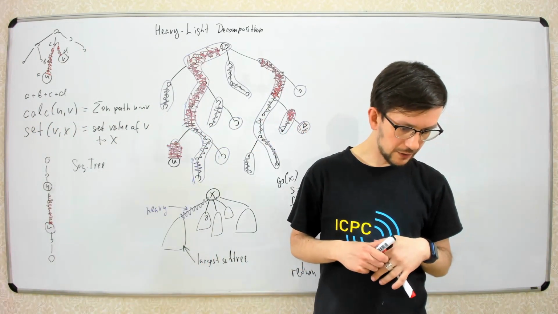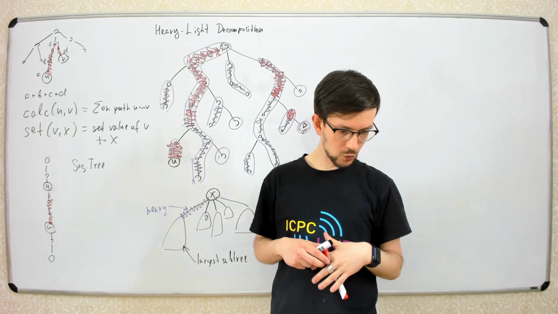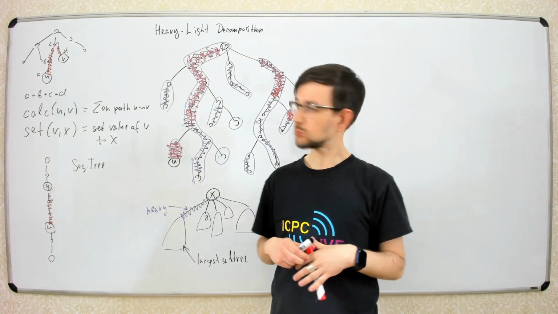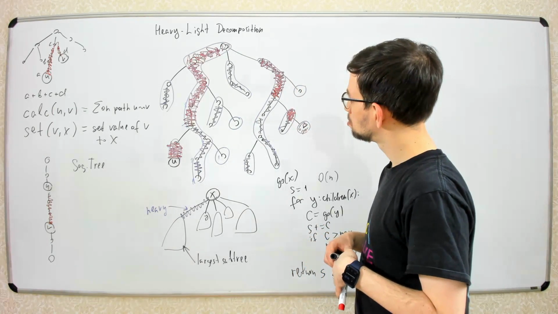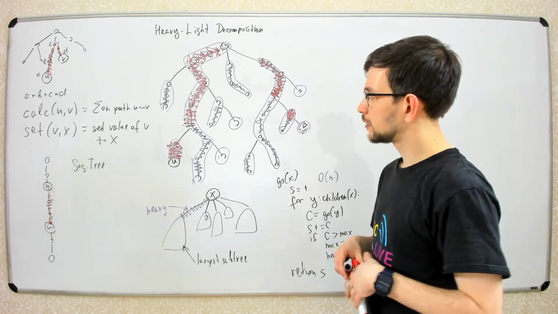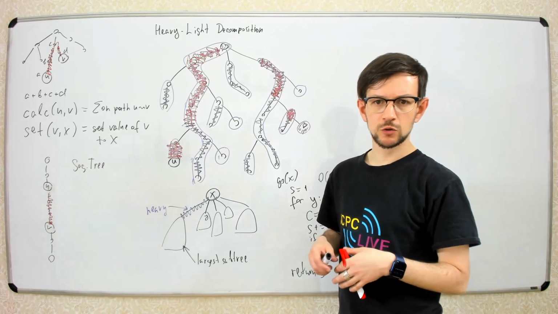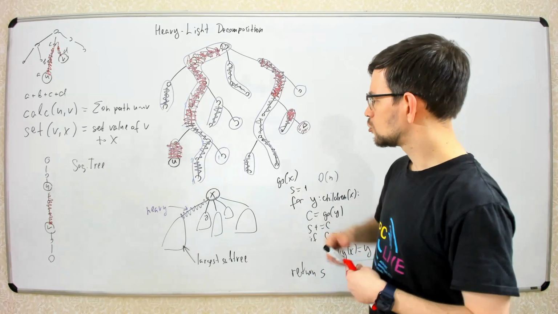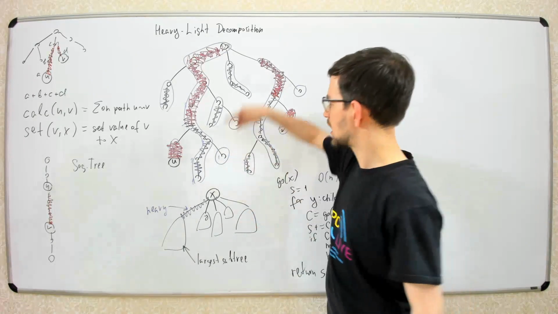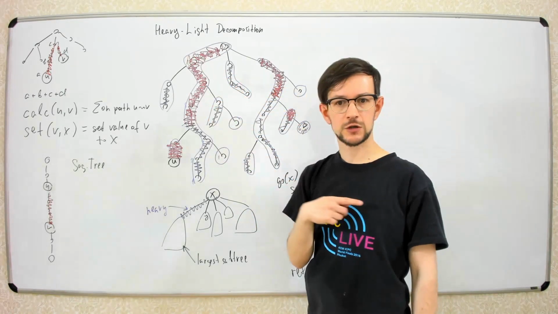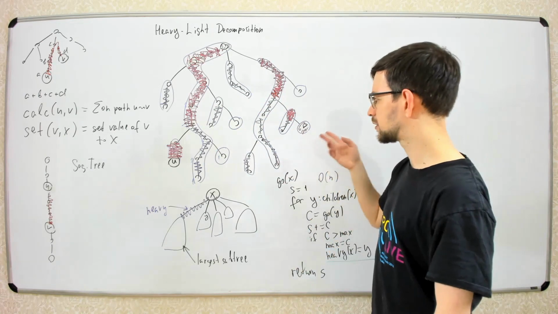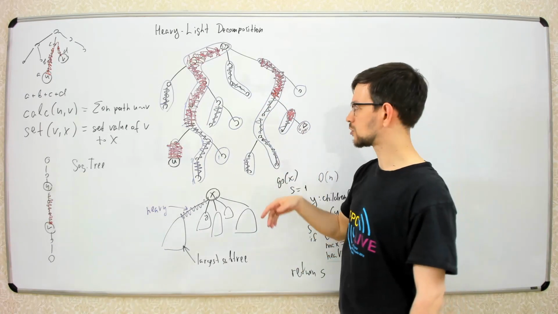Can we just combine each heavy path with one light edge? Okay, but why? I want to split nodes, not edges. If you want to split edges, you can add this last edge to your heavy path. That's right, but I want to split nodes, not edges, so I don't need to split edges.